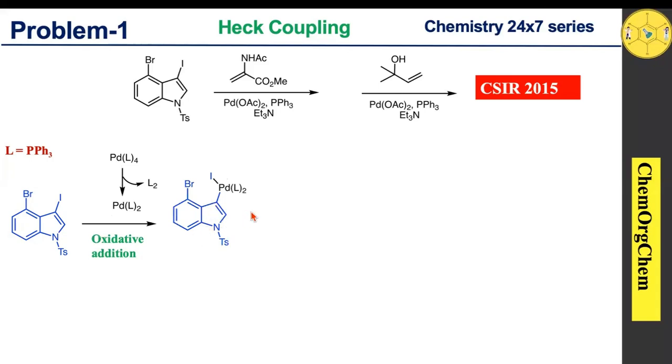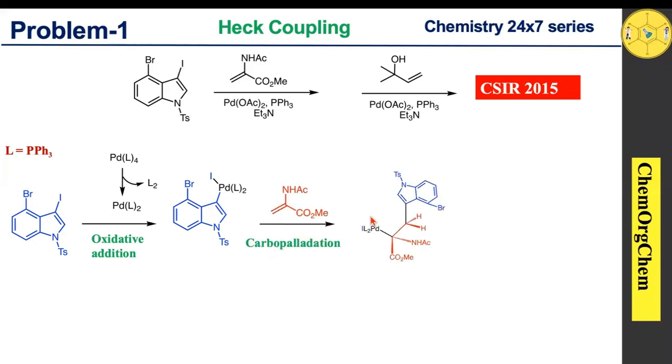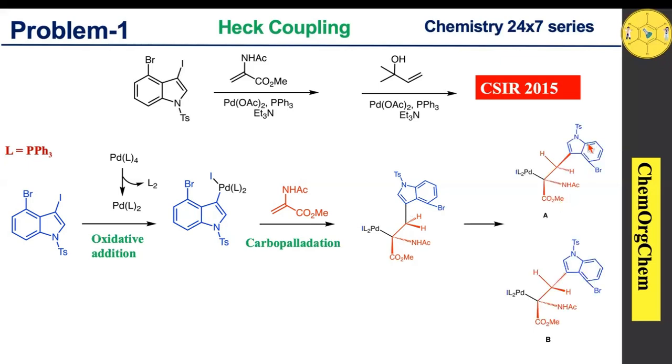Now this intermediate reacts with the alkene by carbopalladation to produce the corresponding intermediate. Here you should note that the palladium part as well as the indole part both insert into this alkene by syn addition, producing this corresponding complex. The next step of the reaction is a syn beta hydride elimination. For this, we need a hydrogen atom at this particular position. Therefore, when you rotate this carbon-carbon bond, it generates these two conformational forms.